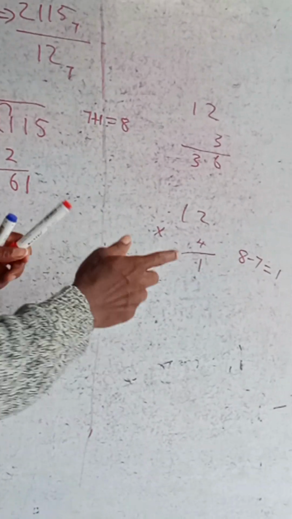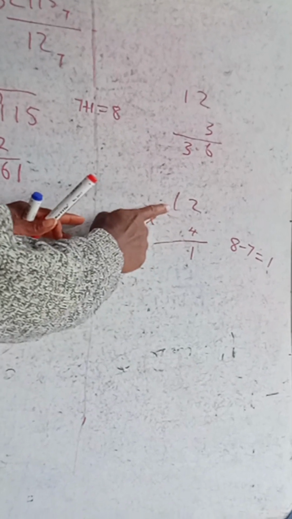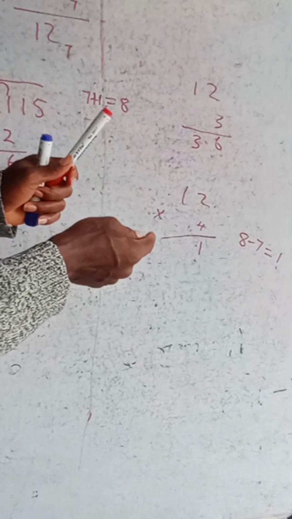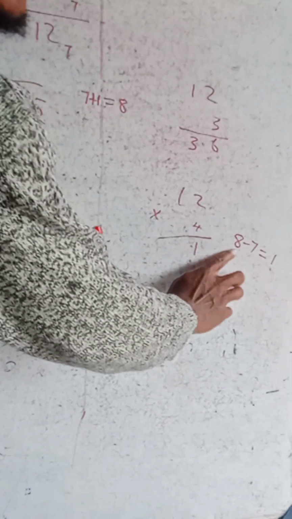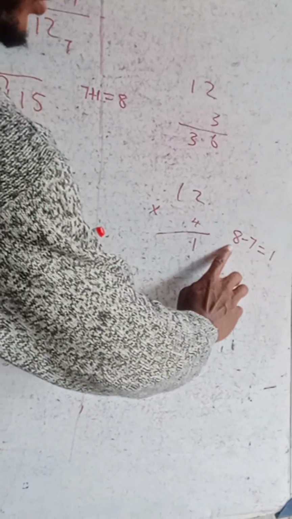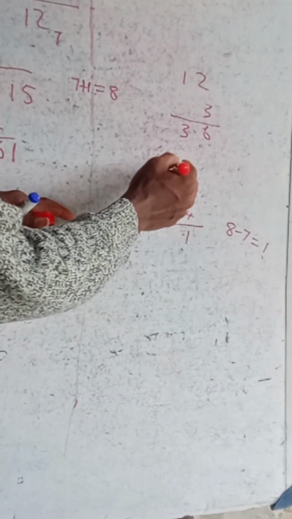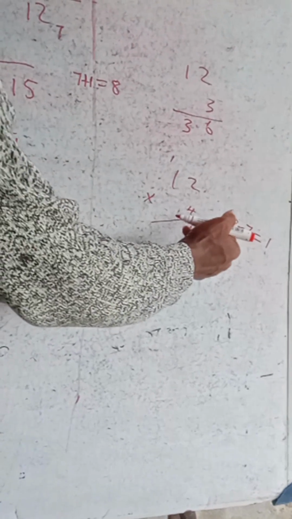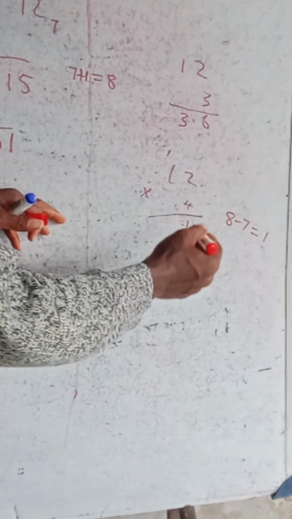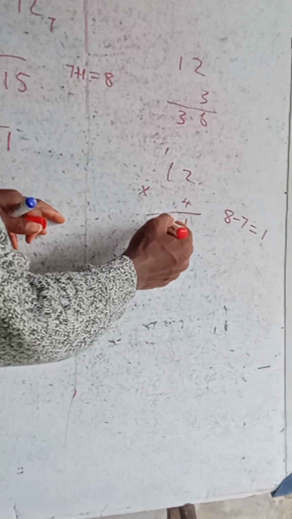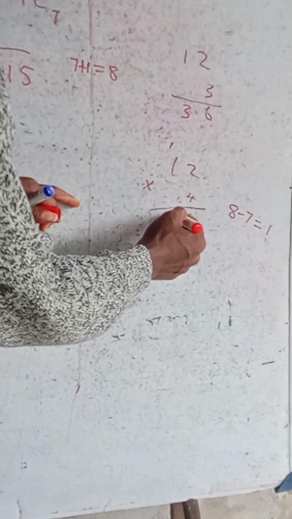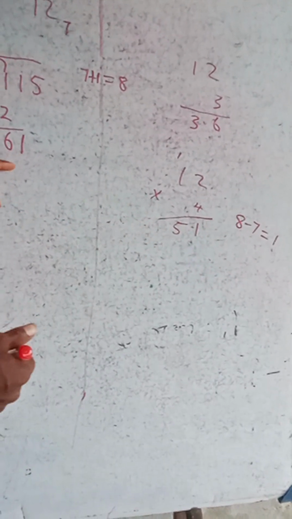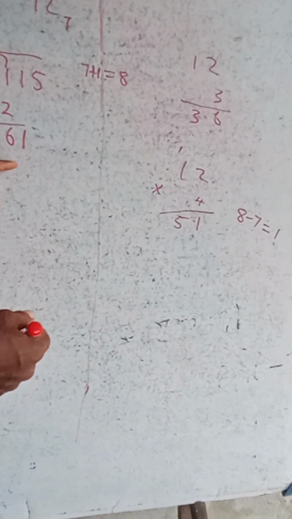Then the next thing, we say 4 times 1. 4 times 1 is 4, plus the 1 we raise, because we subtracted ones. So 4 times 1 is 4, plus that 1 we raise is what? 5. And 5 is less than 7, so we can write 5. It's still not up to 61.